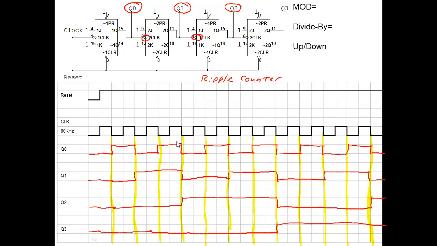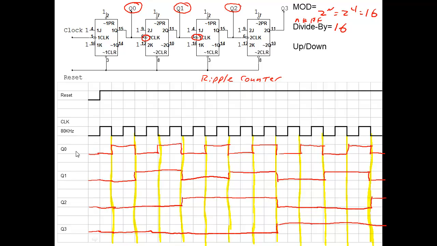Now the mod number for these, and this little formula only works for ones that do not have an automatic reset, which we'll see in just a little bit what an automatic reset looks like. But the mod number only works for ones that do not have an automatic reset. And it's 2 to the n power, where n is the number of flip-flops. So in this case it's 2 to the 4th, which is 16. So our mod number is 16. Our divide by number is always the same as the mod number. So in this case it's also 16.